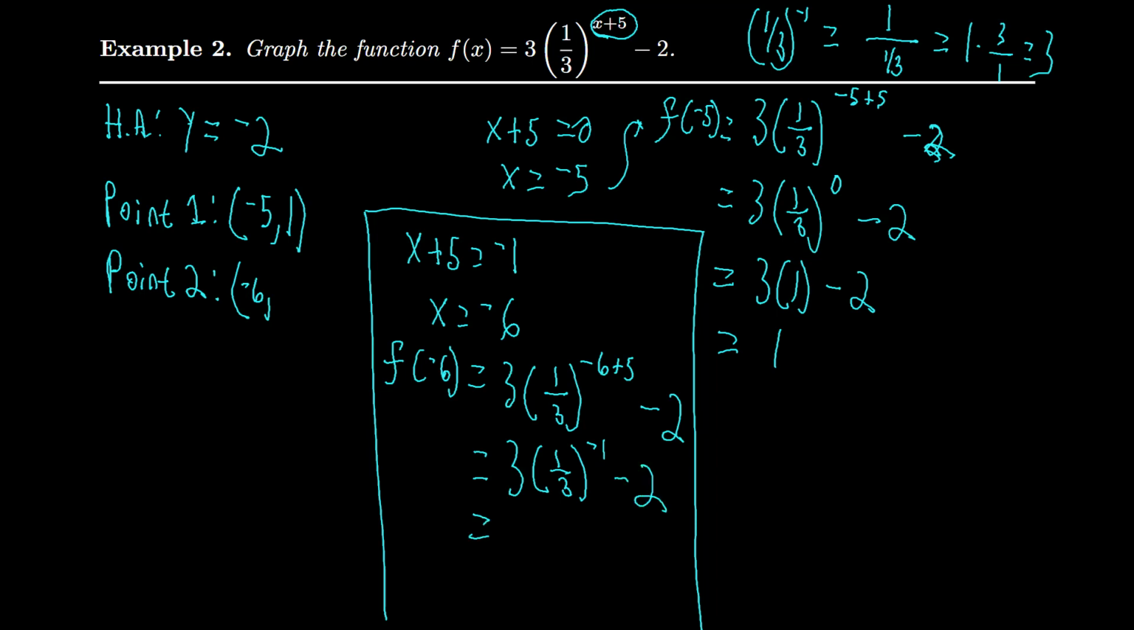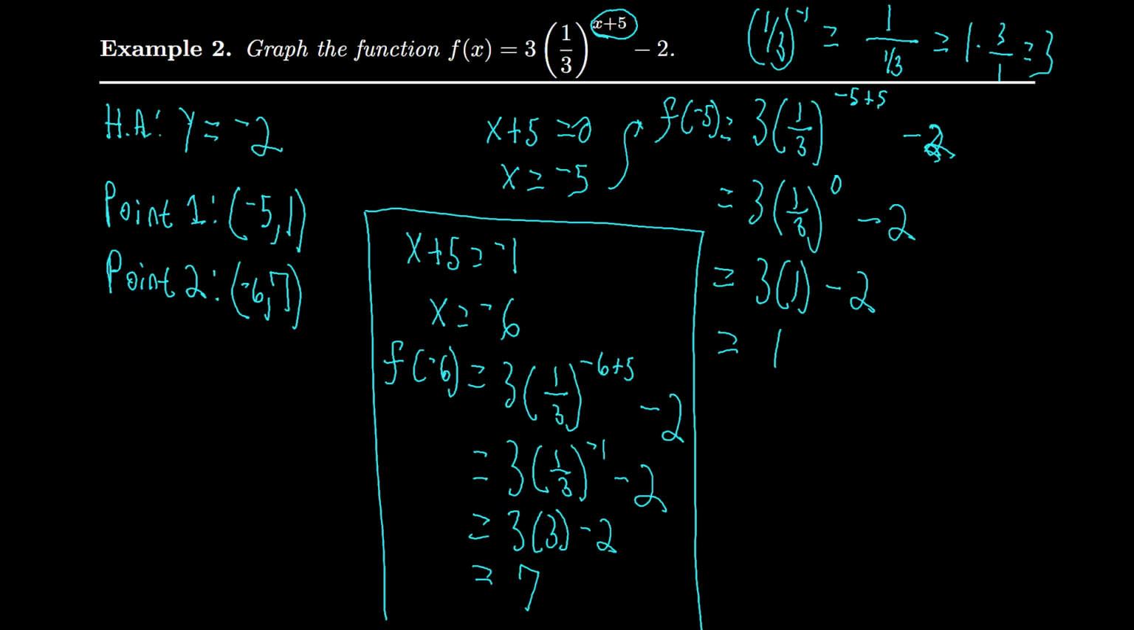So 1/3 to the -1st, as you've already seen at the top of the screen, that's just 3. So this is 3 times 3 minus 2, and that's obviously 9 minus 2, which is 7. So you get out the point -6, 7. So keep that in mind. There's a horizontal asymptote at y equals -2. The first point is -5, 1. The second point is -6, 7. That's all that there is to that.